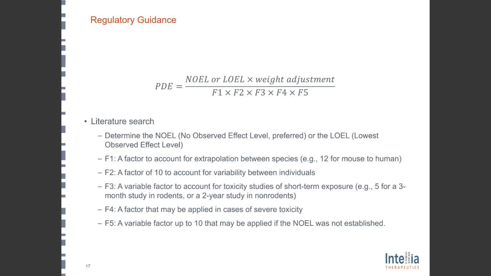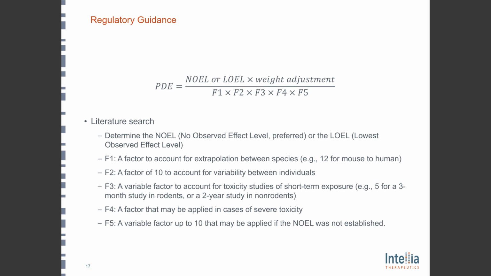And they have them for, let's see, there's for dogs, for monkeys, for rats, all of these different factors to account for the different species that you might use. F2 is a factor of 10 to account for variability between individuals. I see this used in pretty much every calculation. I would encourage you to include it in yours as well.